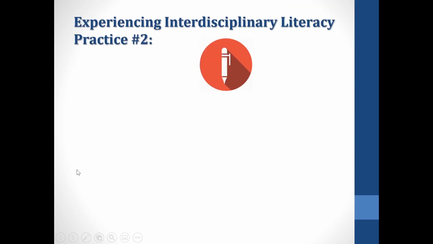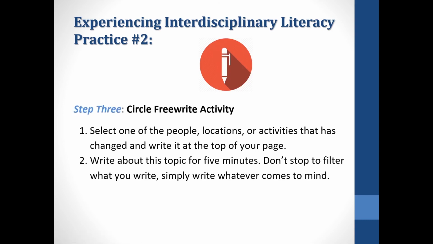And then the third step is, I call this a circle free write activity. Once they have done the layering, I have them choose one of the people, locations, or activities that changed. One of the things that they circled and wrote about in the layering part. What is always interesting to me is that every time students do this activity, whatever they circled, the people are always in there more than once. The same people come up multiple times, the same locations, the same activities, depending on the student.